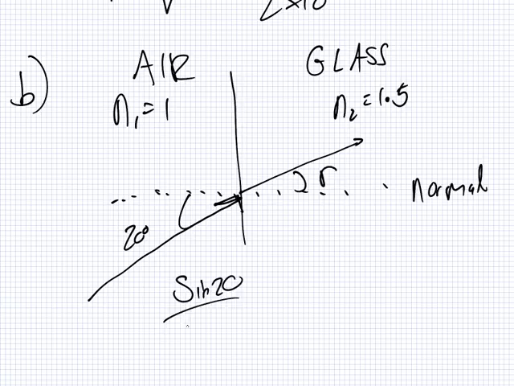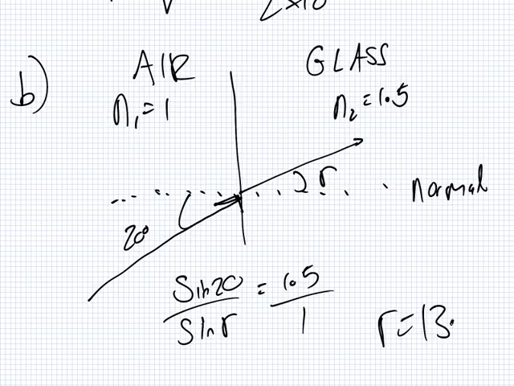Sine 20 over sine R equals 1.5 over 1. See what we get. 20 divided by 1.5. I want it in degrees. So, 13.8. Okay. It's all okay so far, isn't it?